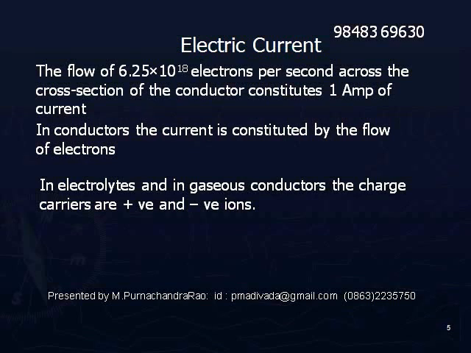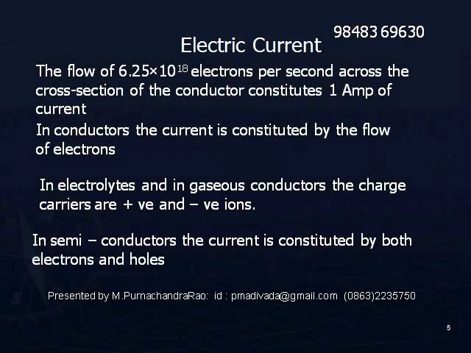In a conductor, it is the flow of electrons that creates current. But in electrolytic solutions, it is the ions, positive and negative ions, that constitute the current inside the electrolyte. And in a semiconductor, there will be both flow of holes and electrons. Flow of electrons and flow of holes takes place and both of them will constitute the current.